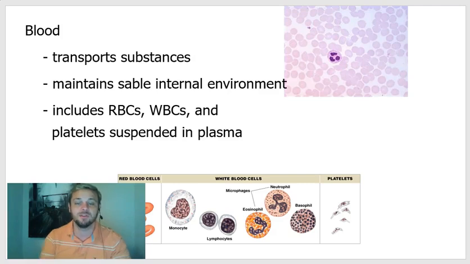And blood, we just finished talking about blood, so this should also be like a review to you. What does it do? Well, it transports. It maintains a stable internal environment, so it acts as a buffer. It regulates. It includes all these little red blood cells, your white blood cells, platelets, and it's all suspended in that liquid ground substance called plasma.